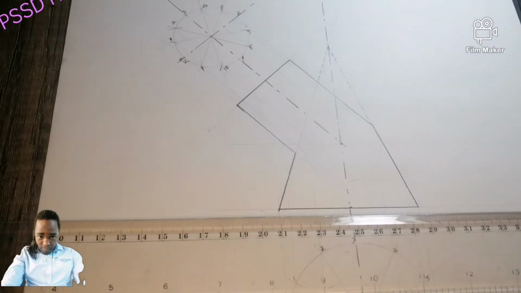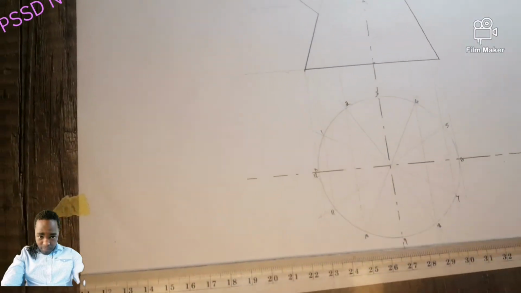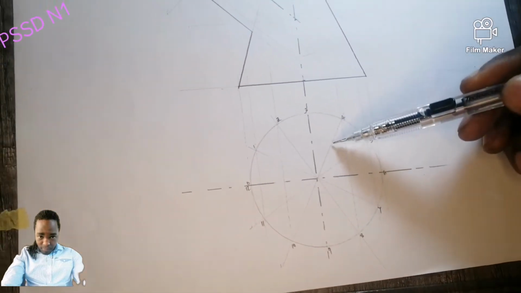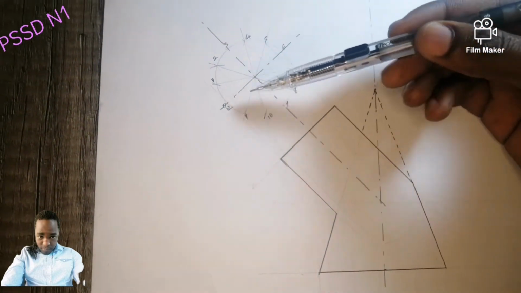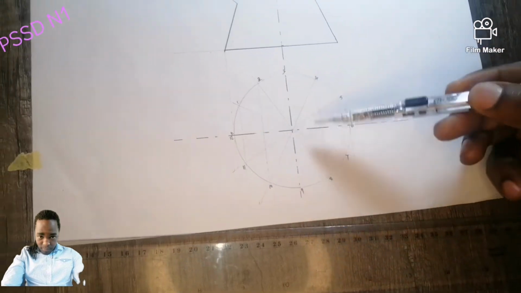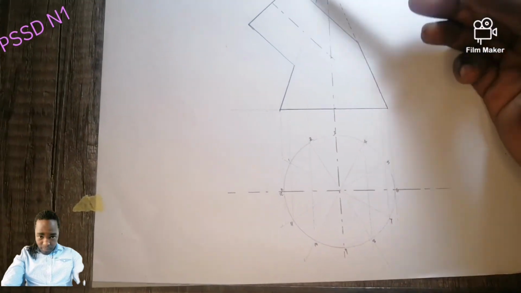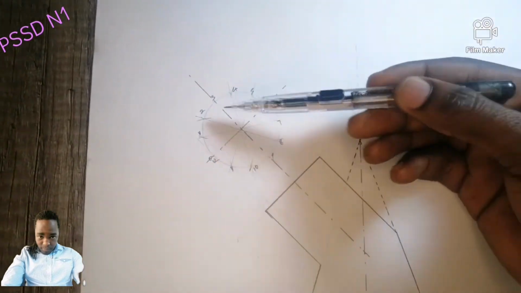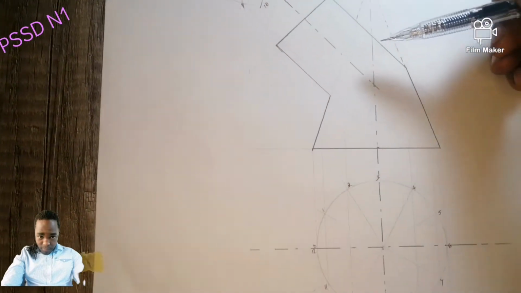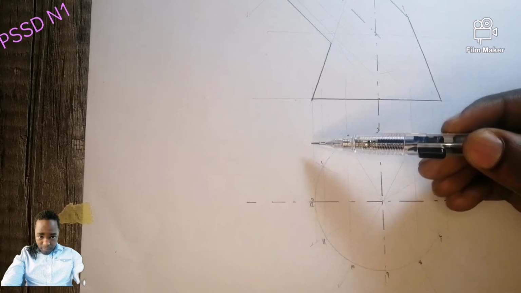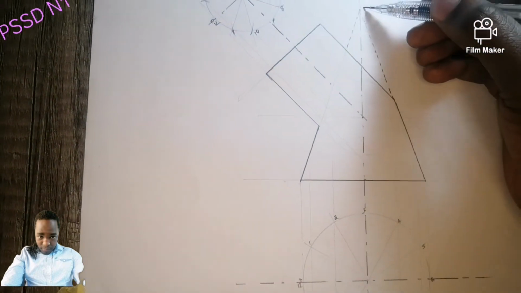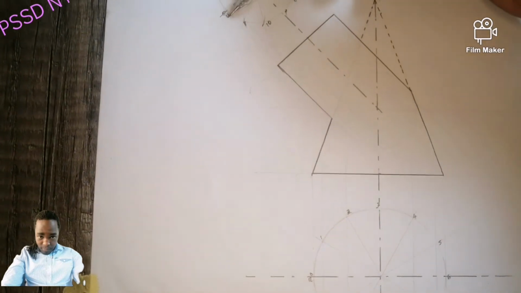Check this. So point zero of my top view must intersect with the point zero of my auxiliary view. Point zero of the top view, remember this is for the cone one, but this one is for the cylindrical one. You understand? So check this. There it goes. From there, touch the bottom part of your front view. It was directed to your apex point.